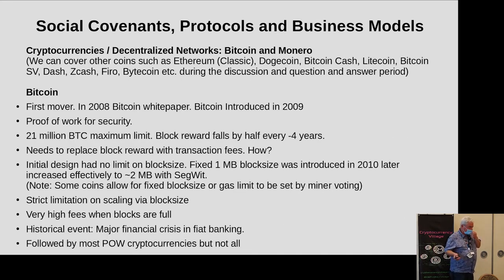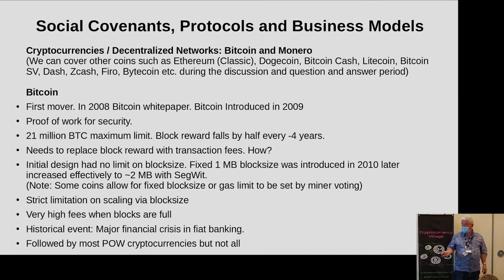So now we're going to take a look at decentralized protocols and social business models. I'm going to speak to you primarily about Bitcoin and Monero. I would like to cover other coins, particularly ones that people around you are interested in, and I will do that primarily in the discussion. If you have a question about Ethereum, Ethereum Classic, Dogecoin, Bitcoin Cash, Bitcoin SV, then we can deal with that in discussion. Most of them follow the Bitcoin protocol, a few have followed the Monero design, but they have another problem. So why do we have Bitcoin?